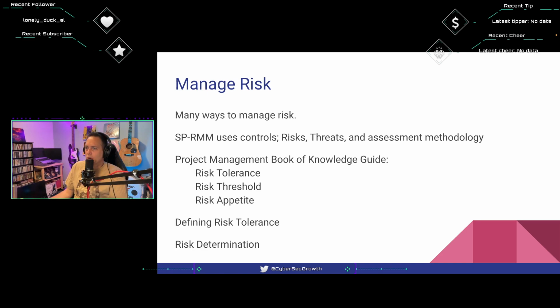According to the Program Management Book of Knowledge Guide, the PMBOK, there are three things that matter: risk tolerance, risk threshold, and risk appetite. Risk tolerance is the specified range of acceptable results. Risk threshold is the level of risk exposure above which risks are addressed and below which risks may be accepted. And risk appetite is the degree of uncertainty an organization or individual is willing to accept in anticipation of a reward. It is important to note that risk tolerance and risk appetite are not the same thing.